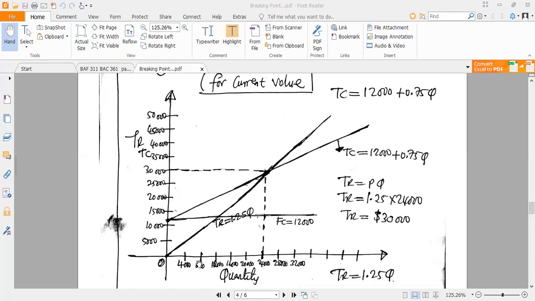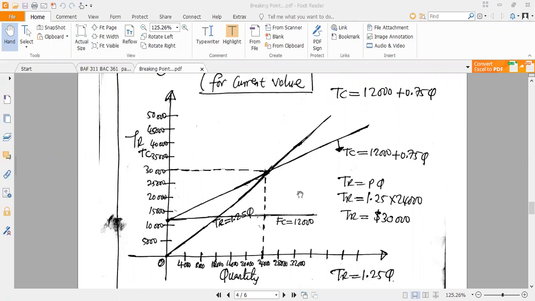So if the quantity is zero, what will be the total cost? When Q is zero, the total cost will be 12,000. That's why this total cost starts at 12,000. Are you getting my point? Yes. So we are saying if the quantity is zero, substituting into this total cost function, you will discover that your total cost will be 12,000.